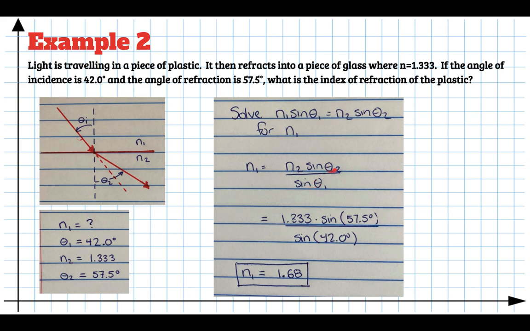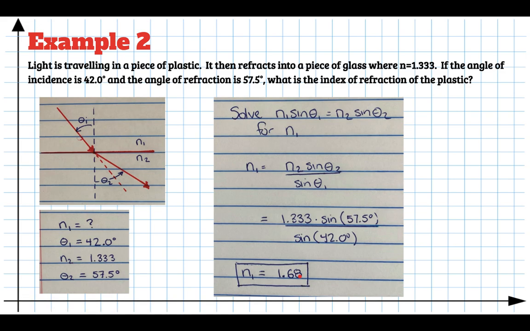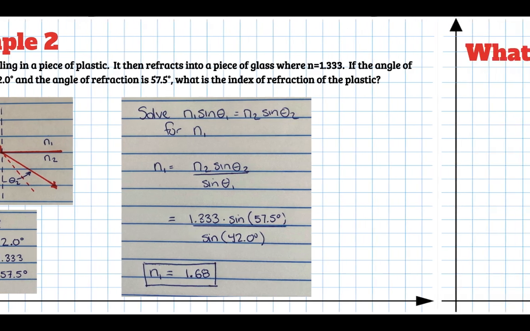Since we're not trying to find something inside of the sine, we don't need to use the arc sine. We can just evaluate this on our calculator. So you're going to take N2, 1.33, times sine of 57.5, divide by the sine of theta 1, which is 42 degrees, plug that all in your calculator, and you get 1.68. So the index of refraction of the unknown plastic is 1.68. Okay? So that's how we solve problems using Snell's law.